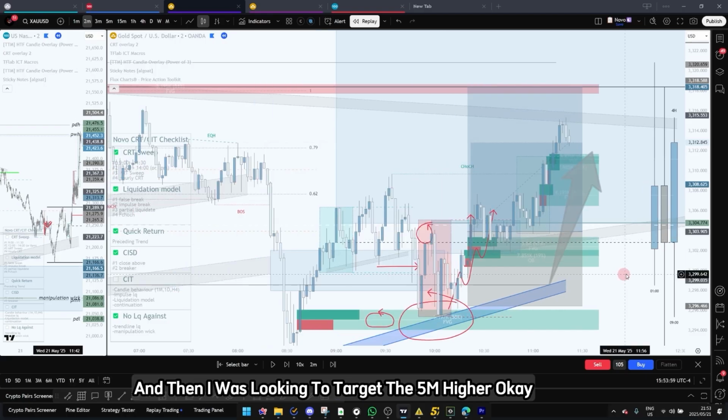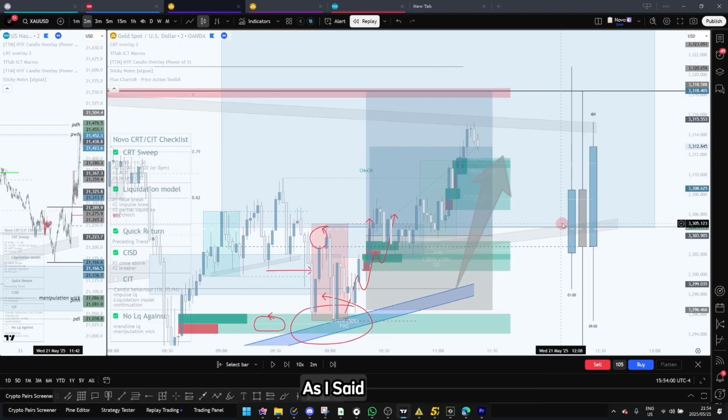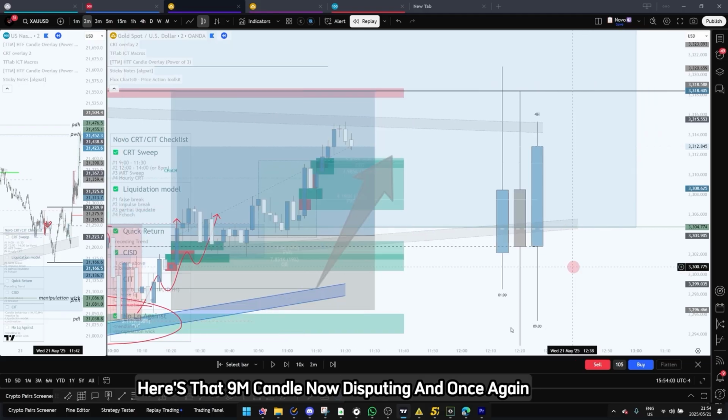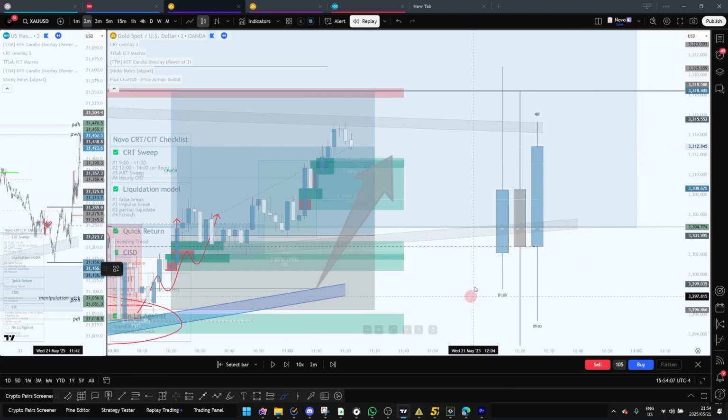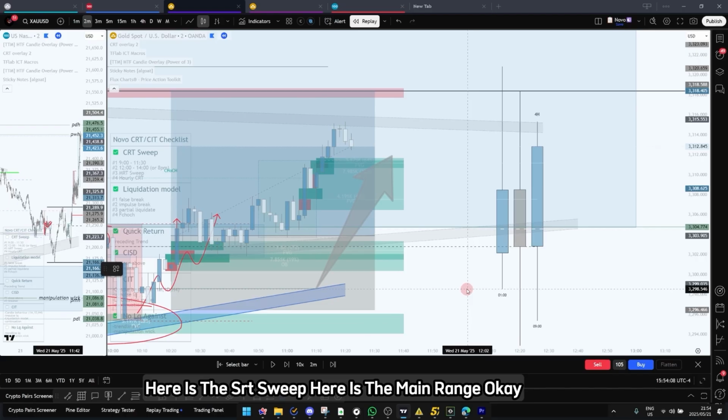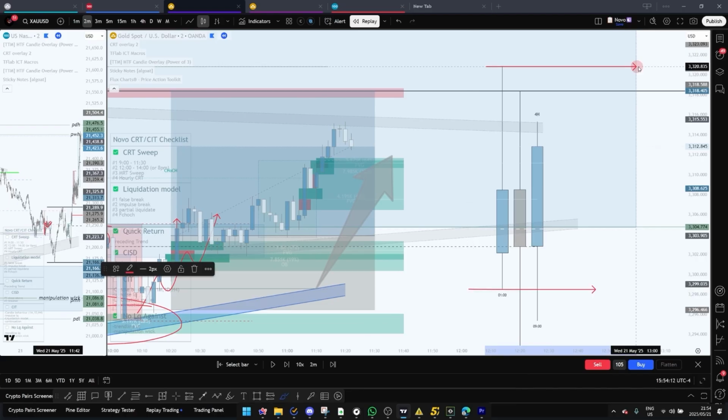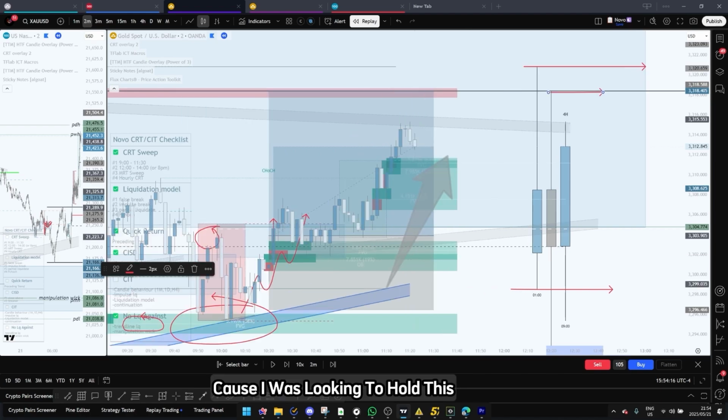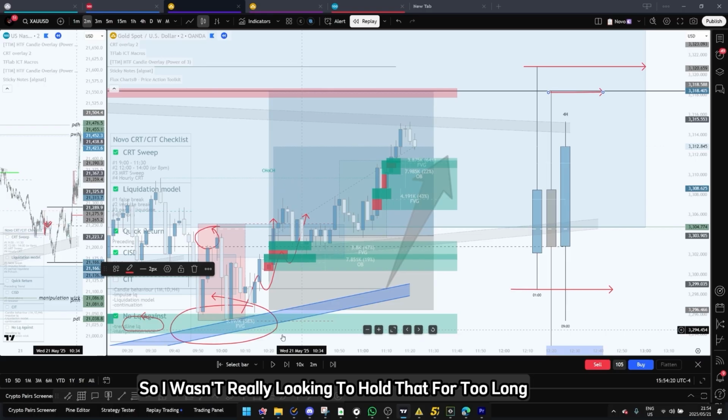Then I was just looking to target the 5M higher. As I said, here's that 9M candle now distributing. Once again, let me just quickly outline this for you guys. Here is the CRT sweep. Here is the main range. I did take my trade out early just at the high point, though, because we were already entering PM session, so I wasn't really looking to hold that for too long.